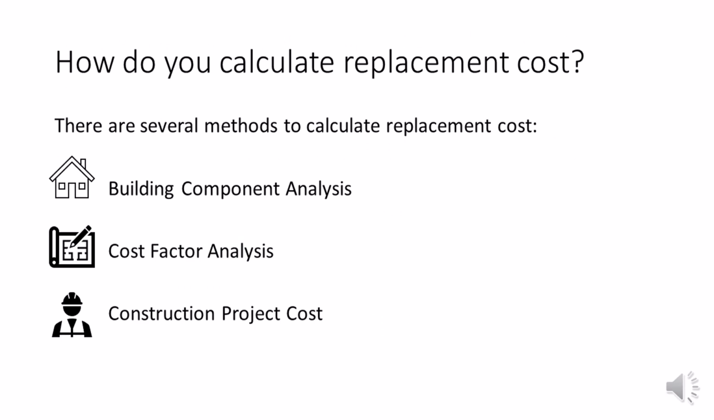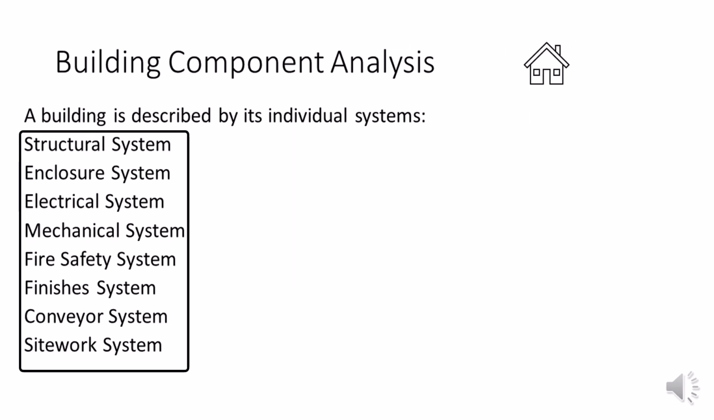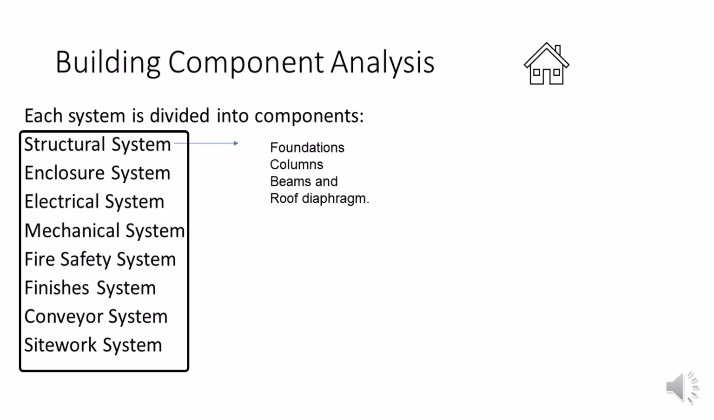Now, there are several ways that you can calculate a replacement cost. These include a building component analysis, a cost factors analysis, and by looking at actual construction project costs. We'll now look into each one of these in more detail. For a building component analysis, this is one of the most detailed ways of examining or creating an RPRC estimate. And what we do is we take a building and then we describe it by its individual systems. So it'll have a structure, enclosure, mechanical and electrical systems, and so on and so forth.